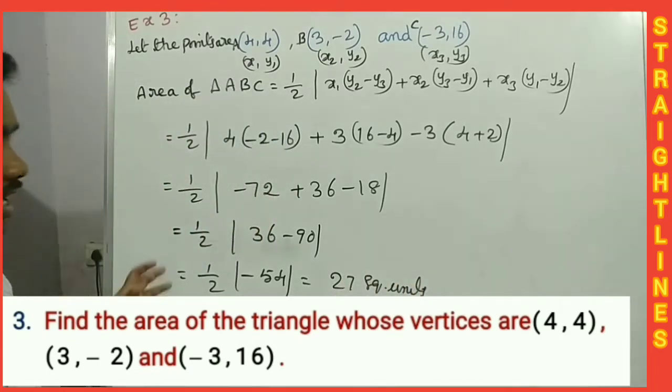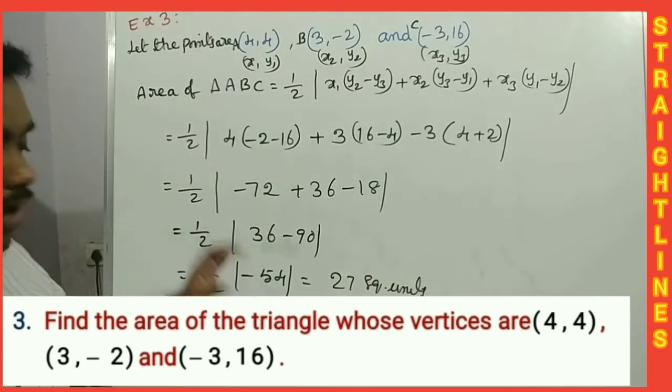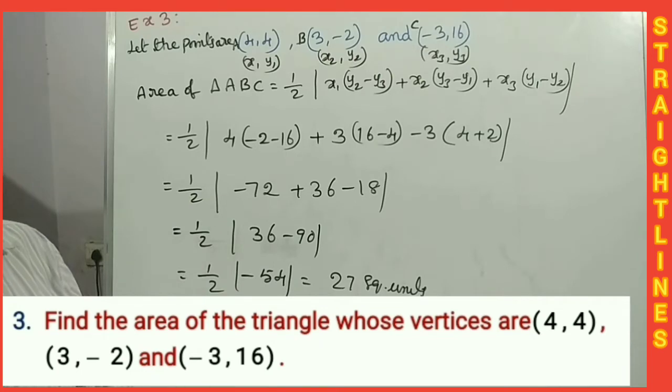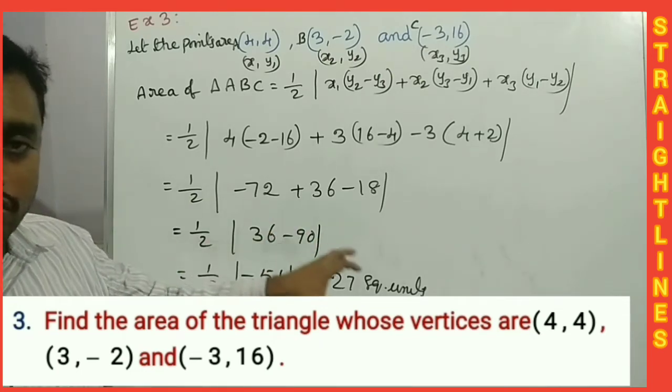Here the area is always positive. We are getting minus 27. Minus 27 is meaningless. Area is always positive. That's why we are taking positive only.